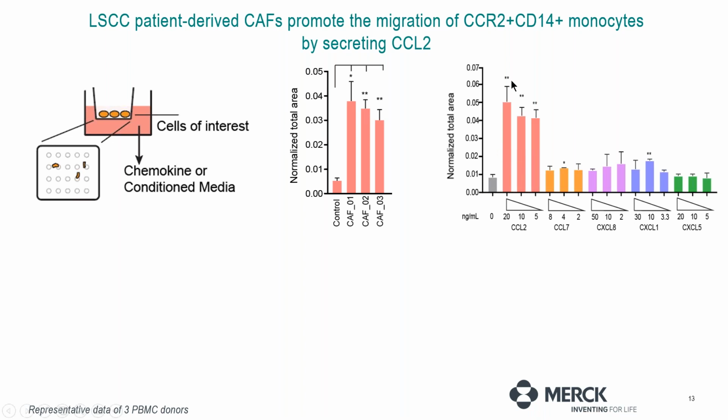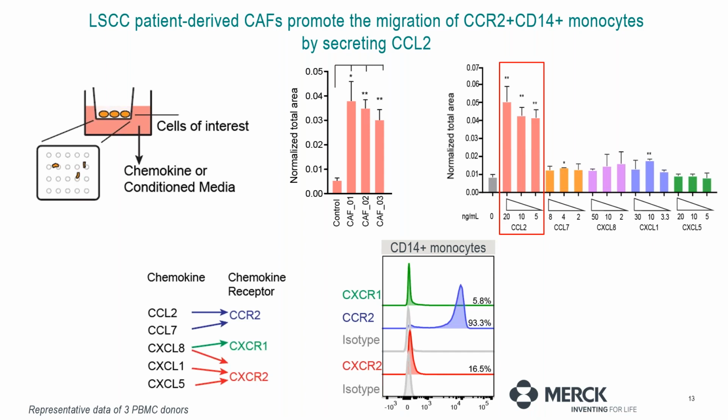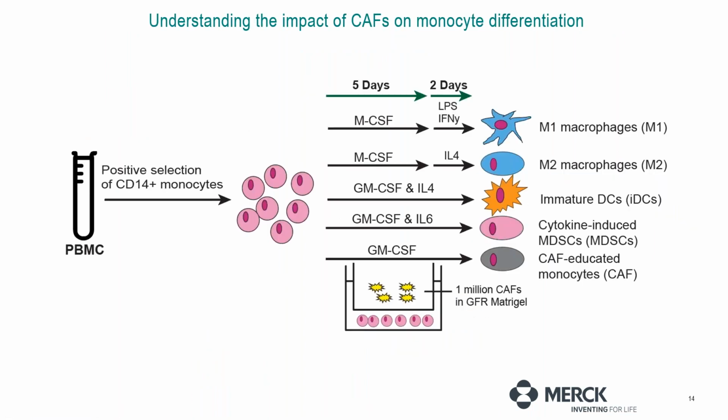We found that CCL2 significantly increased monocyte migration compared to other chemokines. We next examined the abundance of chemokine receptor expressed on monocytes, and indeed we found that more than 90% of monocytes express CCL2 receptor, CCR2. We then investigated the impact of CAFs on monocyte differentiation.